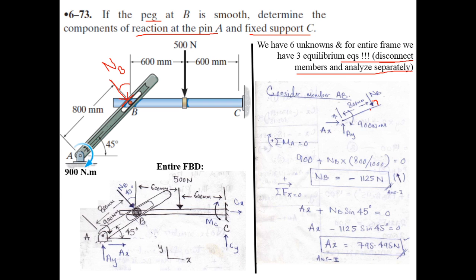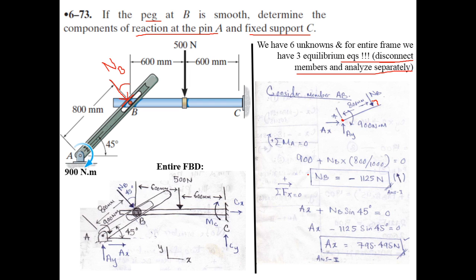So let us calculate the sum of the moments about this point. When we sum the moments about this point, I know that AX and AY will not produce any moment about point A, because their line of action passes through point A. So only this force will create moment about point A, and I already have a known value of moment acting at point A, which is 900 Newton meter. So this is clockwise, and this one is also clockwise.